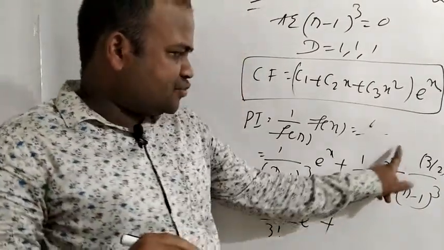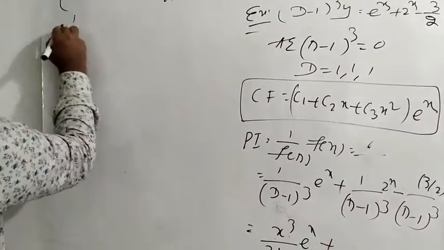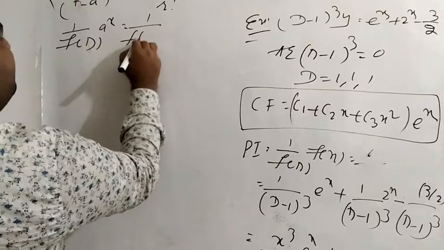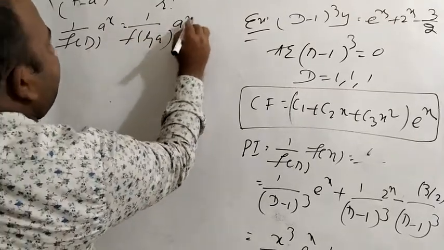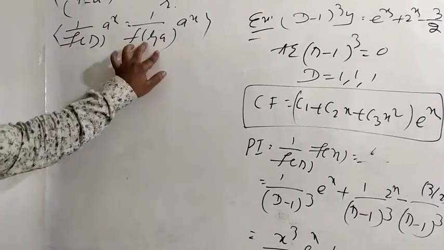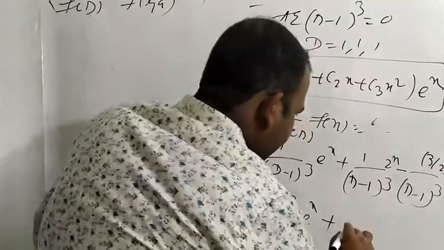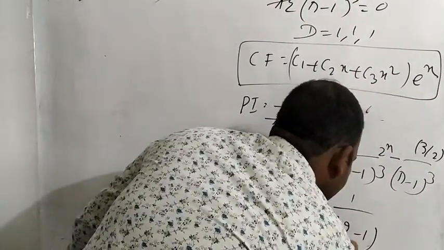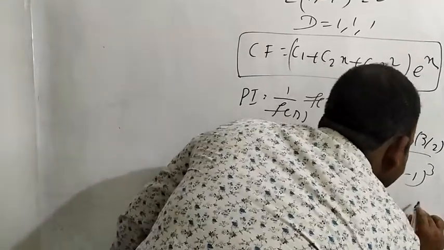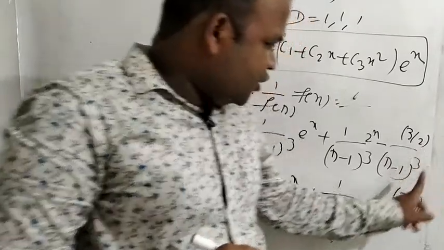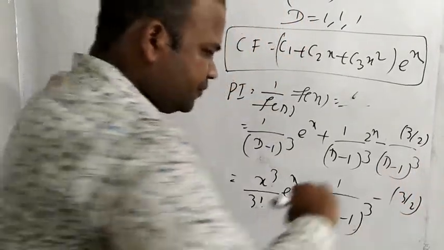Now this is a raised to x. In case of a raised to x, I told the formula: 1 upon f of D a raised to x means 1 upon f of log a, a raised to x. I told in the formula that D will be replaced by log a. So this is log of 2 minus 1 whole cube, and this is minus 3 by 2. So this is 3 by 2, that is a constant. For a constant you put D equal to 0. So this is minus 1.